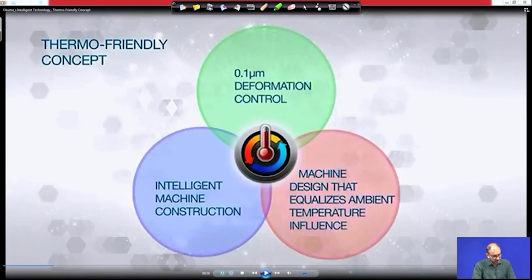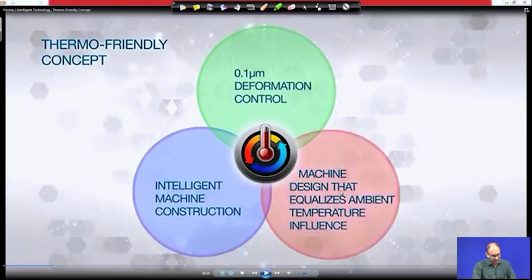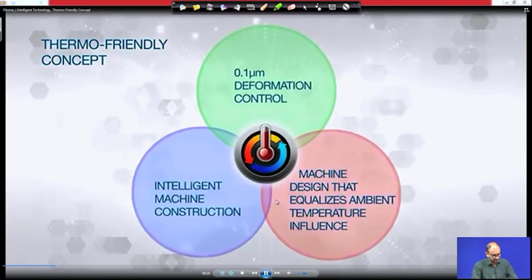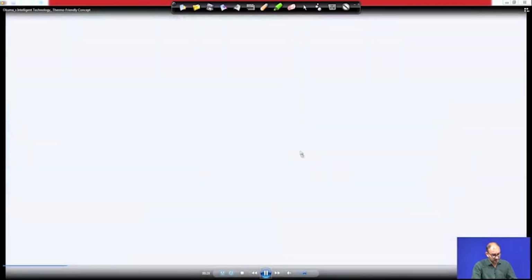Intelligent machine construction. So, construction also plays an important role. If it is a symmetric structure, then the deformation will be symmetric, and your tool will always be in the center. So, temperature equalization is important, because whatever the ambient temperature condition is, your machine will actually respond to that temperature deformation. So, this is the first thing, how the machine will take care of it.